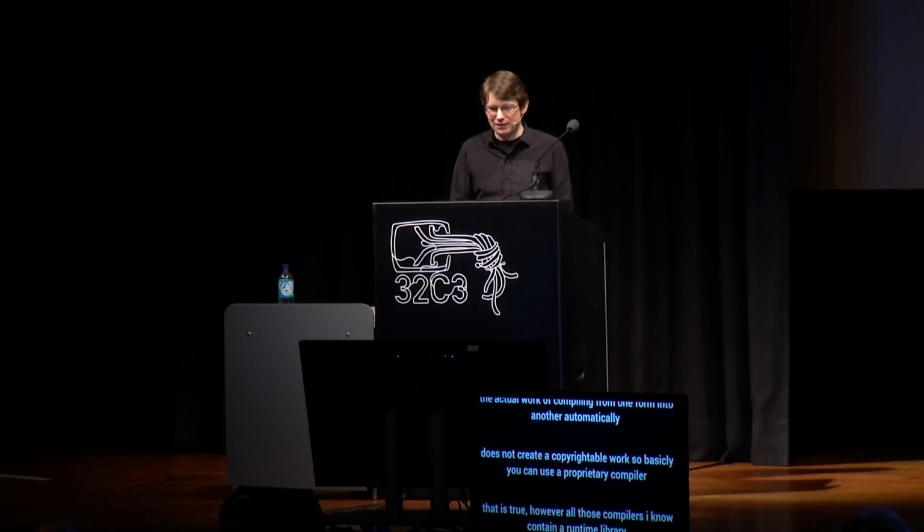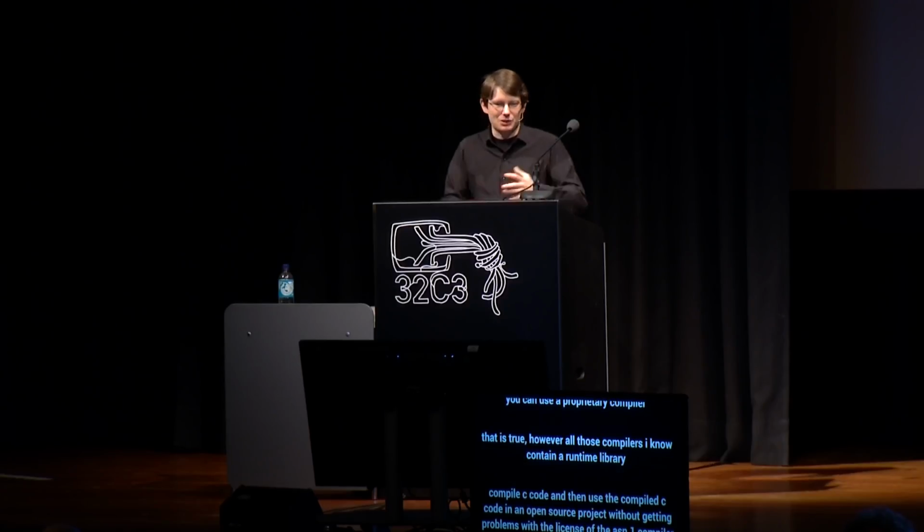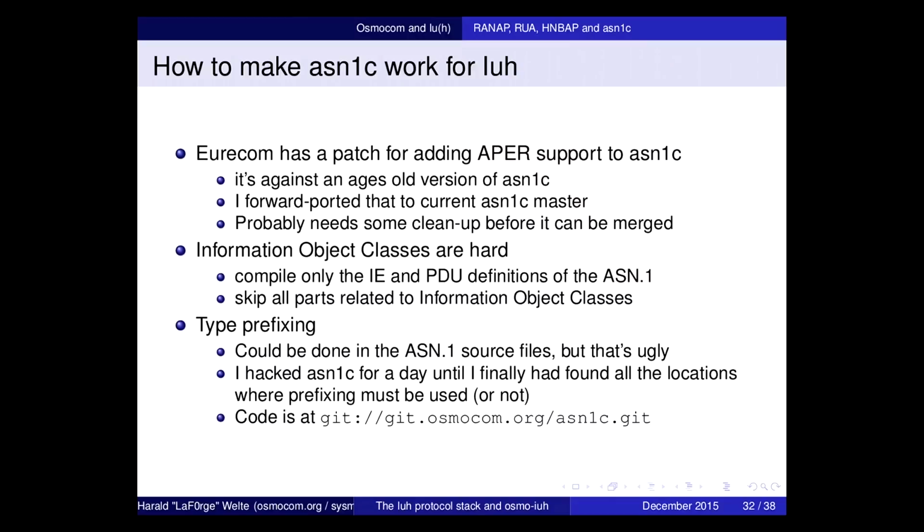So we have to stick with ASN1C, which, as I said, I don't want to complain about. It's a great project. It just doesn't do all the things that we need, but then it was not written for us. So, of course, it doesn't do everything we need. Luckily, a research group at EURECOM, the European Communications Research Organization, has developed a patch for adding aligned PER support to ASN1C. Unfortunately, it was against an old version because, well, they probably don't want to submit this to mainline and they don't care about porting it and rebasing it.